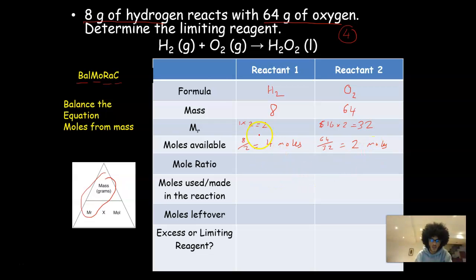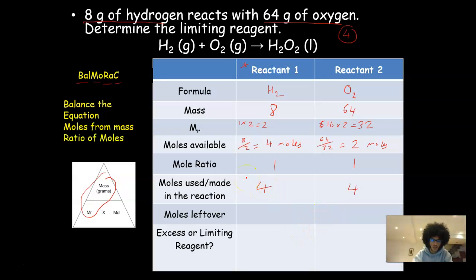Now the mole ratio is from what you've got in the question. Now you can see there's no numbers in front of the hydrogen and the oxygen, so it's a 1:1 ratio. So I'm going to write 1 here and 1 here. Now to work out the moles used, we're going to take it from the point of view of reactant 1, and we'll assume that all 4 of these moles have been used. So we're going to say 4. Now, if 4 moles have been used on this side, because you have a 1-to-1 ratio, you have to have 4 moles used on this side. Don't worry about the moles available yet. We'll come to that in our next step.